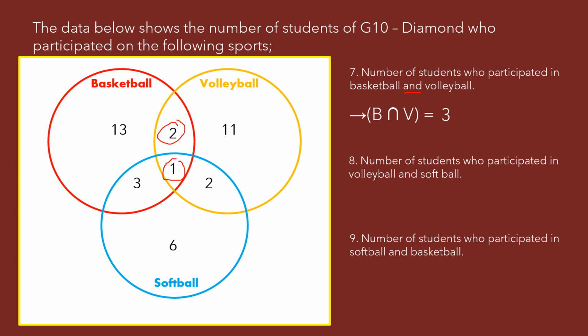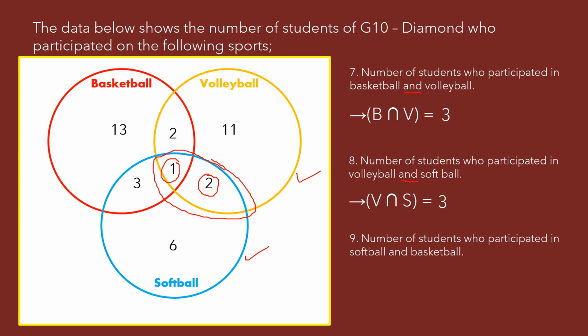For number 8, the number of students who participated in volleyball and, again, there's the word "and," which means intersection. Volleyball and softball. So we may have V intersection S. V for volleyball, S for softball. Between volleyball and softball, upon looking at the figure, the area that they are sharing involves the numbers 1 and 2. These are the only numbers to add up because we are dealing with intersection, only the common region. So 1 plus 2, the answer is 3 as well.